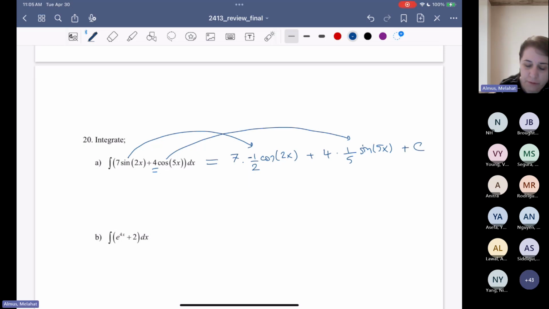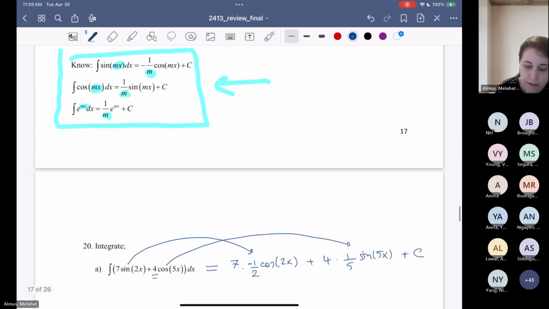Okay, what am I using? Integral of sine is negative cosine, but there is a 1/m here because the inside has a couple of x's. Integral of cosine is sine, but there is 1/m if the inside is a couple of x's. Okay, this is a typical problem. Can you do it?